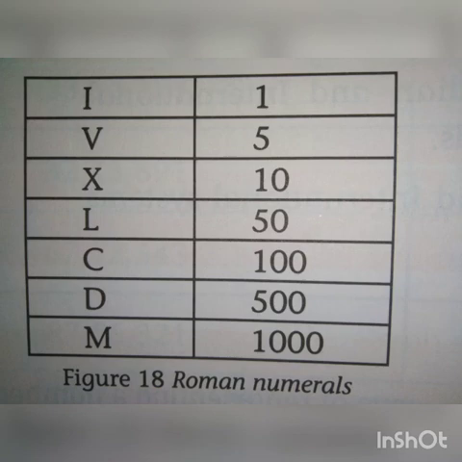Look at the table. Here, cardinal numbers are represented as Roman numerals. Roman people used letter I for number 1, V for number 5. They used letter X for number 10. They used letter L for number 50. They used letter C for number 100. They used letter D for number 500. They used letter M for number 1000. These are the most important Roman numerals. We have to use these for all the remaining numbers also.